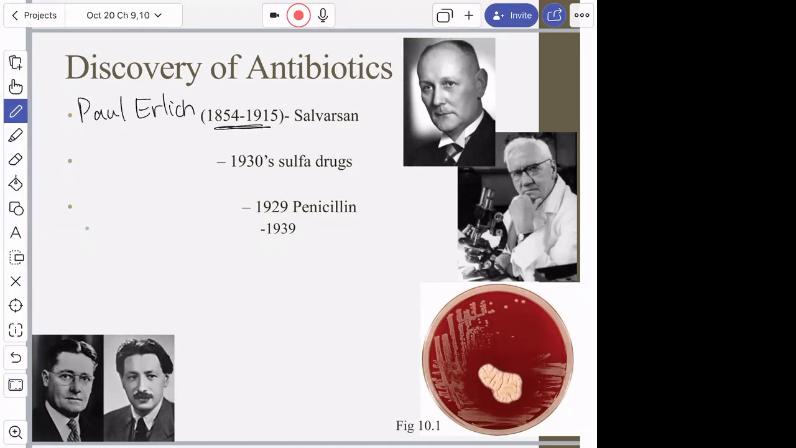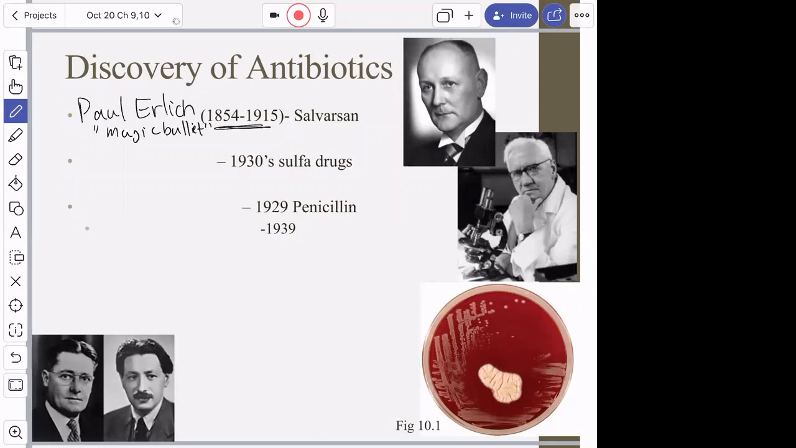But he used that term magic bullet. Magic bullet. Okay, I think I spelled that right. A magic bullet would be one that killed your enemy and not people on your side. So he was looking for drugs, again, that would target bacteria and not harm our cells as well.